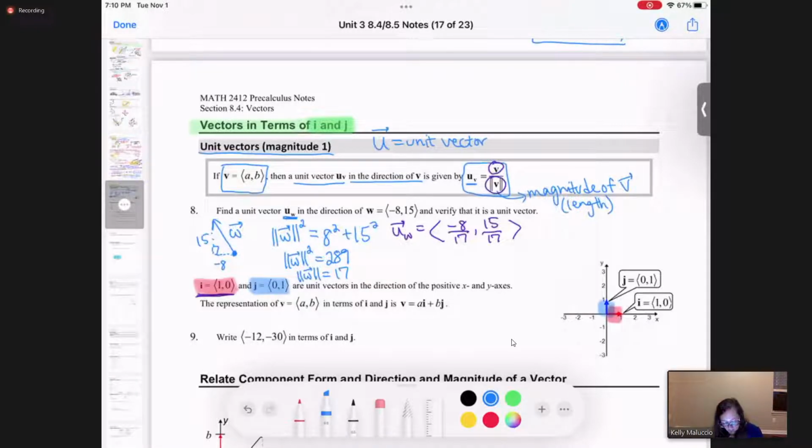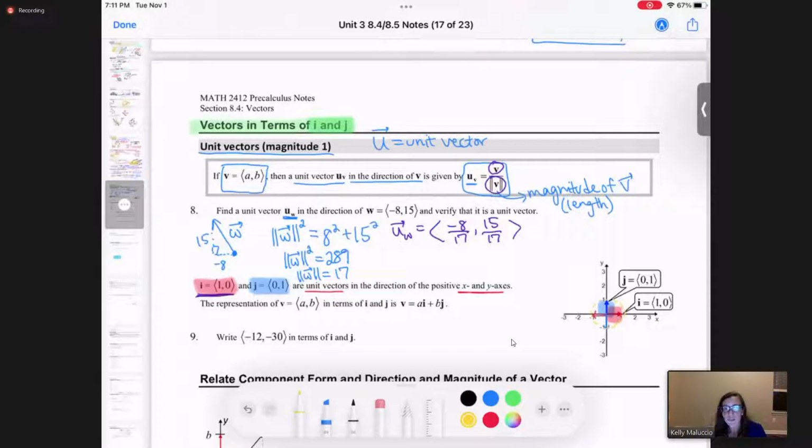So these are the unit vectors, in the direction of the positive X and Y axis. You could have negative I, negative J, and basically they form the unit circle. That's also why these are all related, and why they're called unit vectors. Unit circle, unit vectors, it has something to do with ones, like it's connecting everything.